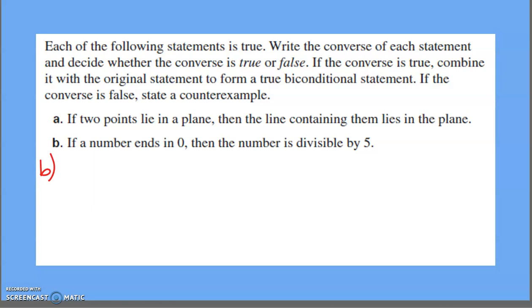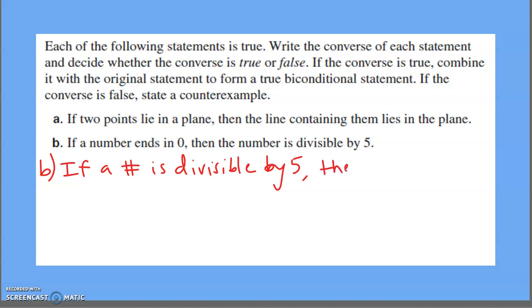So let's write the converse of that. If a number is divisible by 5, then it ends in 0. Okay, now we're going to assess the truth value of both of these statements.